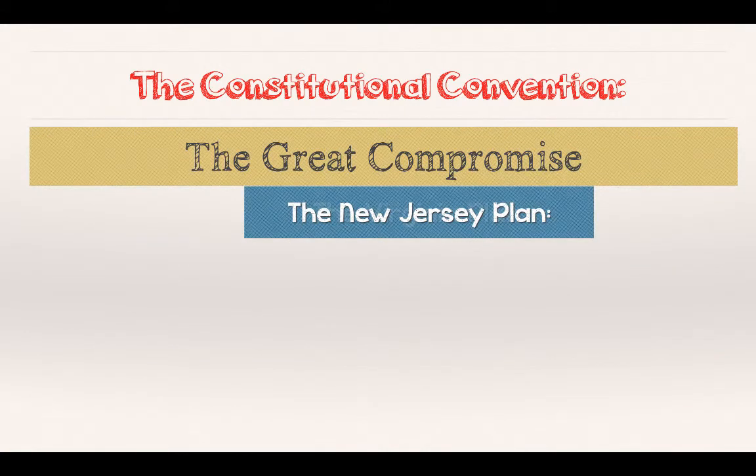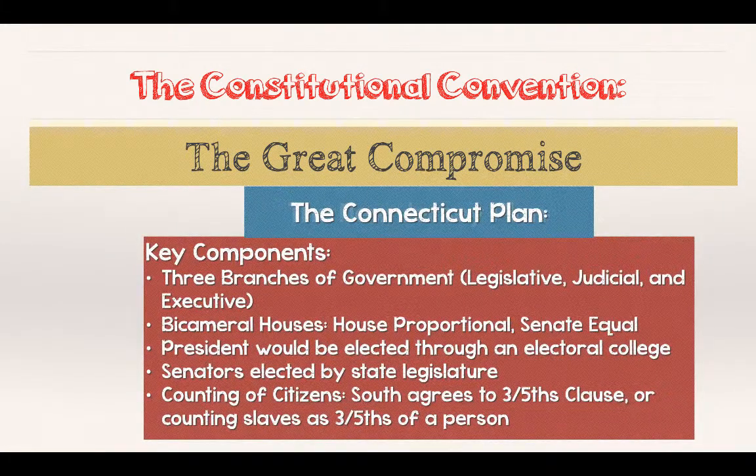We had the Great Compromise, which took the Virginia plan and the New Jersey plan and combined them into what was known as the Connecticut plan, or the Great Compromise. Key components: it kept the three branches of government and created a bicameral house where we blended proportional representation and equal representation. So we have a House of Representatives now, 435 members based on state population, and we have the Senate, which is two members per state, 50 states, 100 members. We also created a presidency, part of the executive branch, and we decided that the president would be elected by something known as the Electoral College.